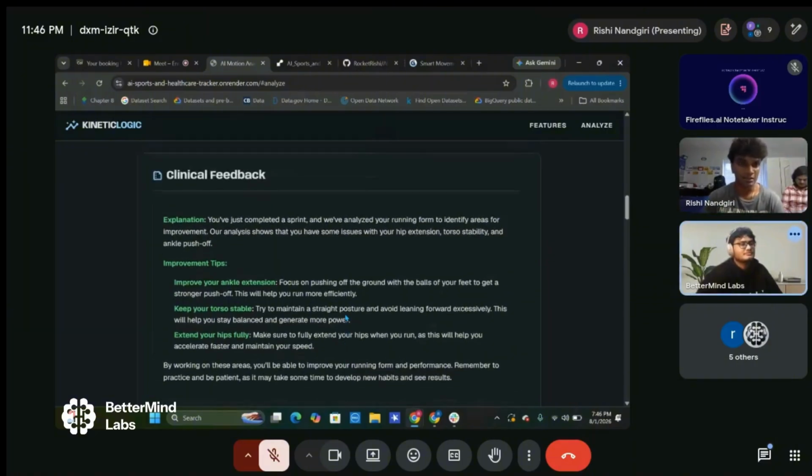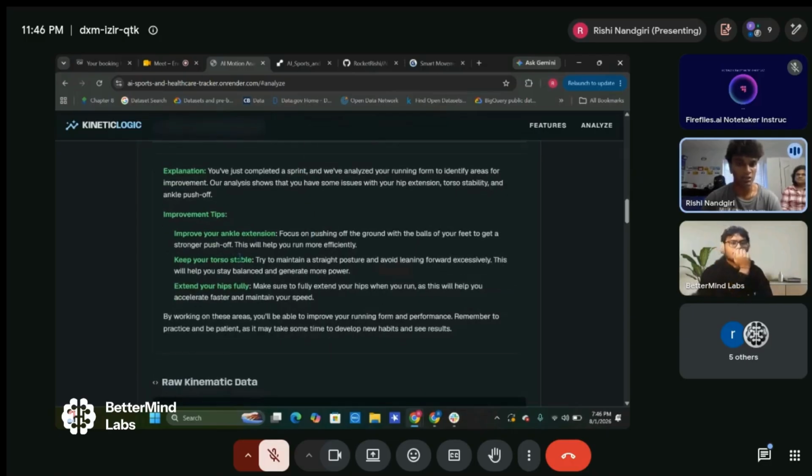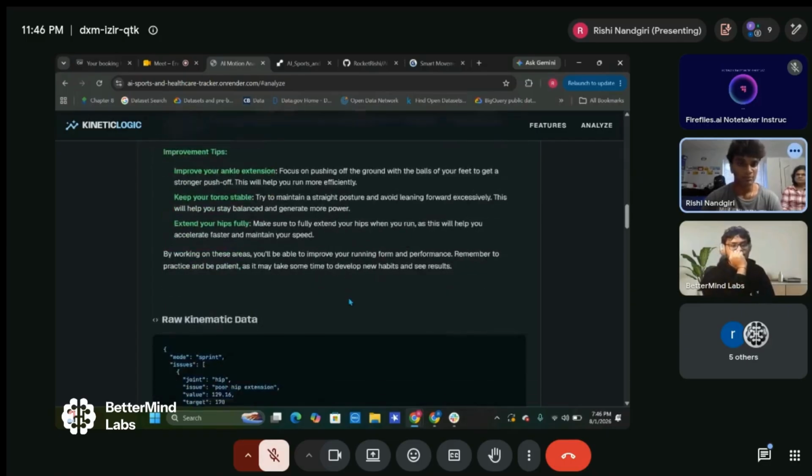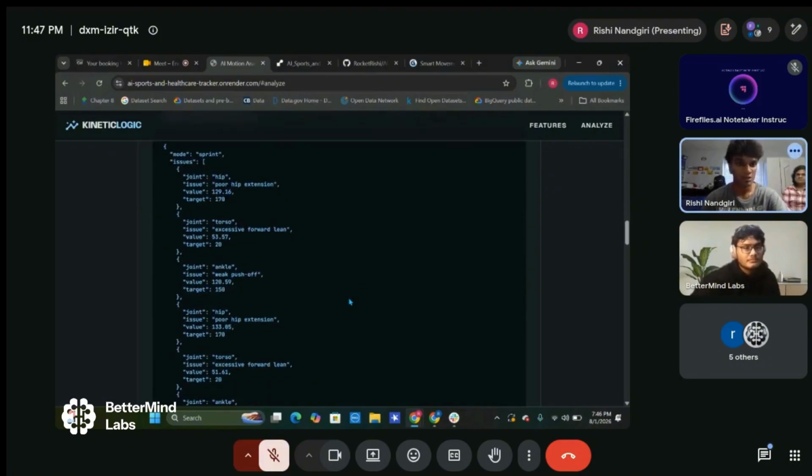And this is the feedback it gives us. So this was the layman feedback I was talking about, where it gives you instructions on what to do. So improve ankle extension, keep your torso stable, and extend your hips. And this was the raw data I was talking about. It gives you the joint, it gives you the issue, it gives you what angle you had and what the target angle is.